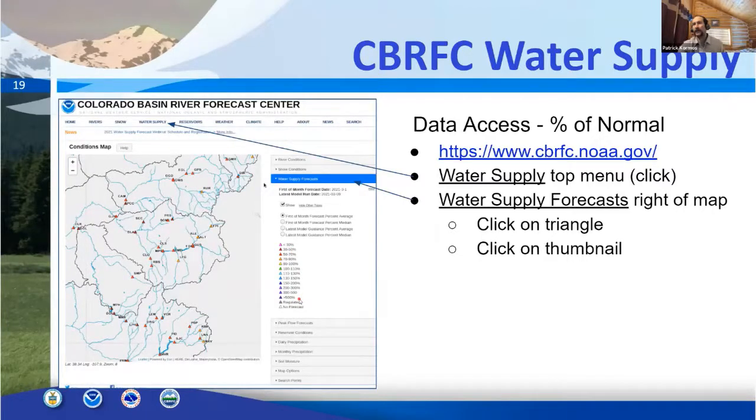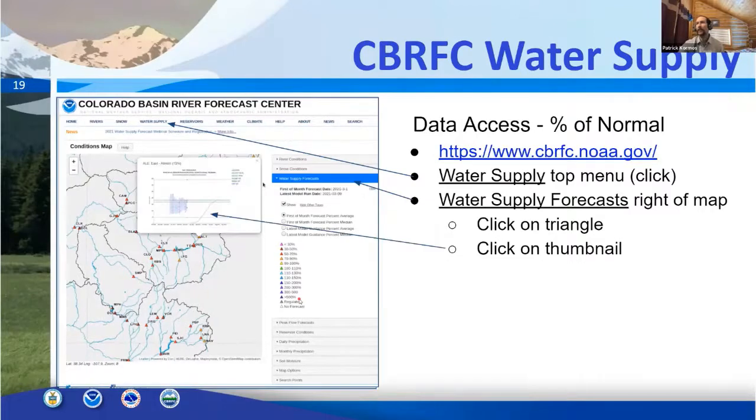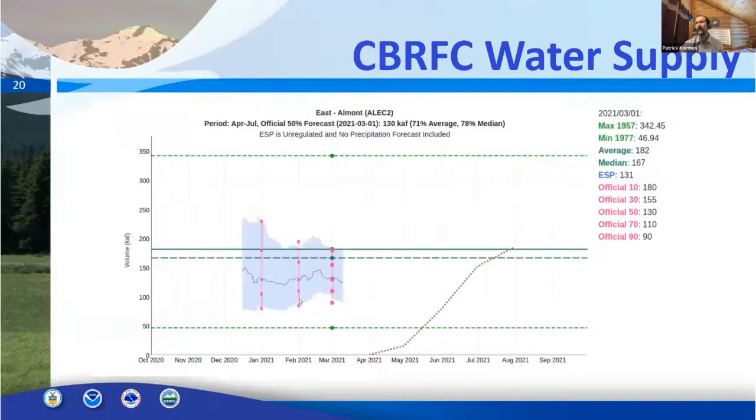Once you find the triangle that you like and you click on it, a thumbnail will pop up, and once you click on that thumbnail, you'll get to the interactive plots that we just talked about. So that's the water supply products.